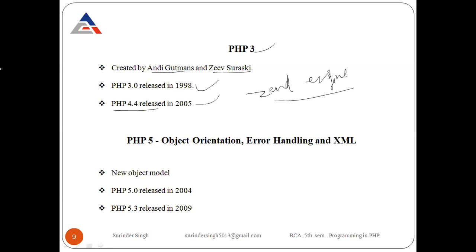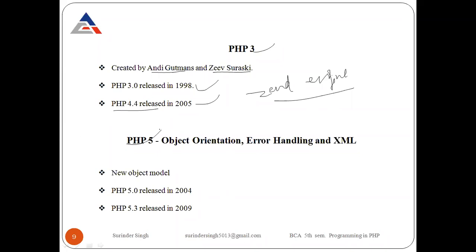Zend engine is an open source interpreter that will interpret PHP code, or we can say that will execute PHP code. Like in C, we have a compiler. For PHP, there is a Zend engine that converts PHP code into machine code for processing.